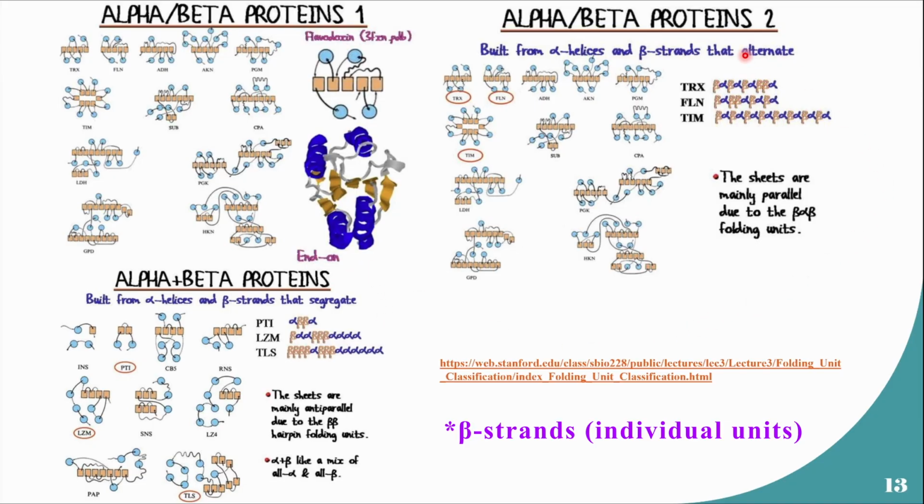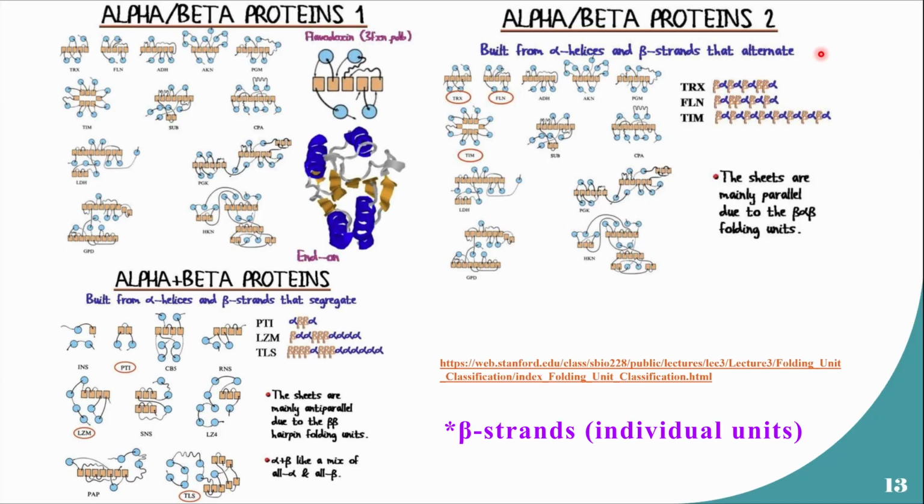And then alpha by beta will be a single alpha helix, followed by a single beta sheet, followed by another alpha helix, and so on. So basically, single units, you may think of it like that. Single units, mostly alpha helices and beta sheets, alternating between one another in the sequence space. So that will be the alpha by beta protein. Hopefully that was clear.